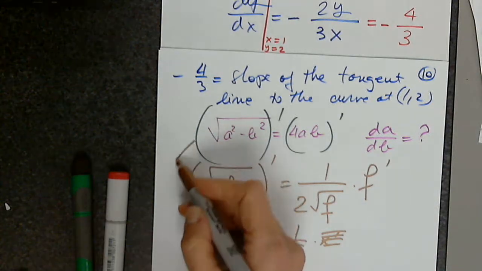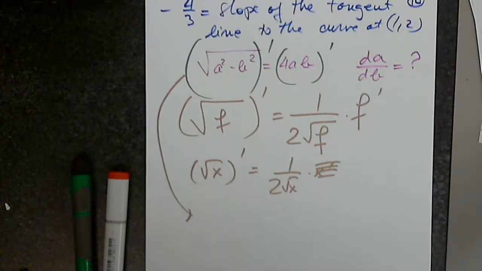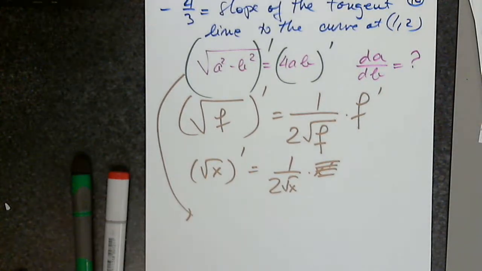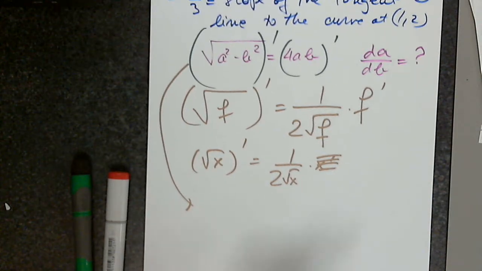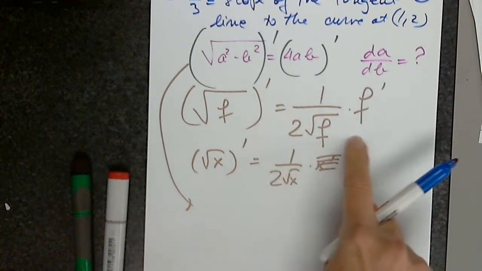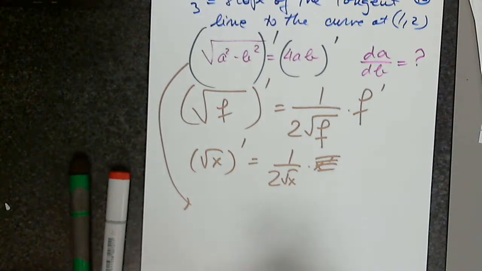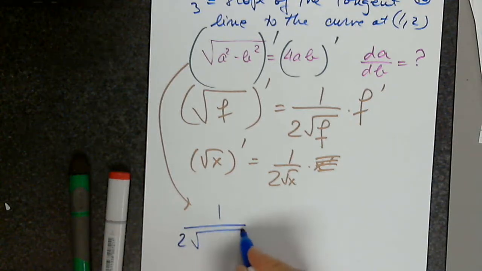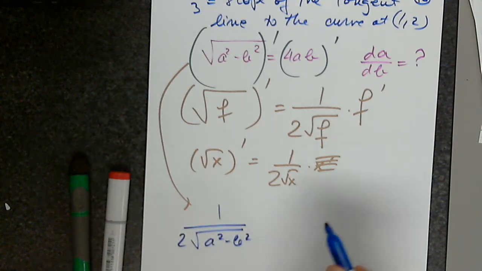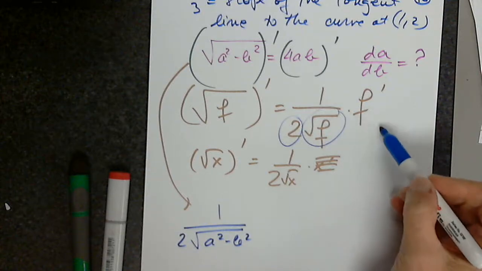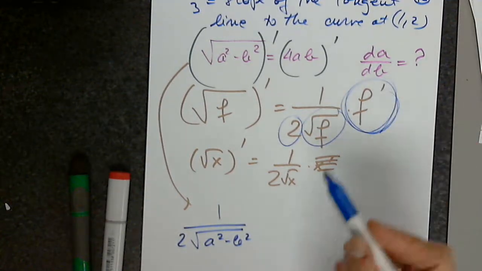So now, can anyone tell us how to start the left-hand side? What will you write on the left-hand side? You have to follow this pattern right here. So it's 1 over, yes, the square root of a squared minus b squared. So I have this and I have this, but now I'm here. Times what?